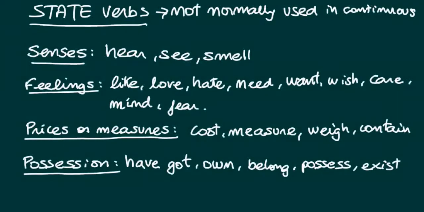Verbs of the senses: hear, see, smell. Verbs of the feelings: like, love, hate, need, want, wish, care, mind, fear. Verbs of prices or measures: cost, measure, weigh, contain. Verbs of possession: have got, own, belong, possess, exist.